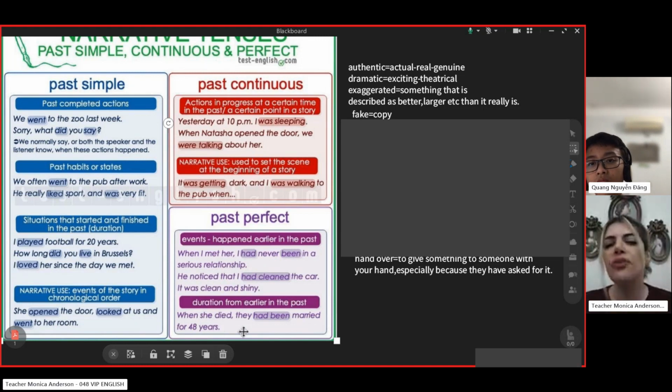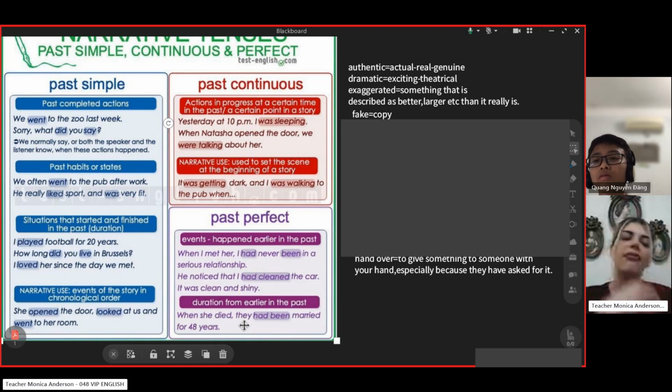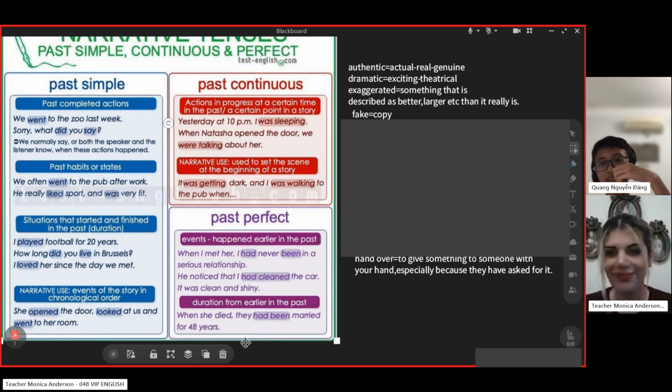And of course, for duration from earlier in the past, for example, when she died, they had been married for 48 years. Again, something that happened, they married before. But this is actually about the duration of time before an action happened in the past. So you can use past perfect. Get it? Yeah. Okay, very good.